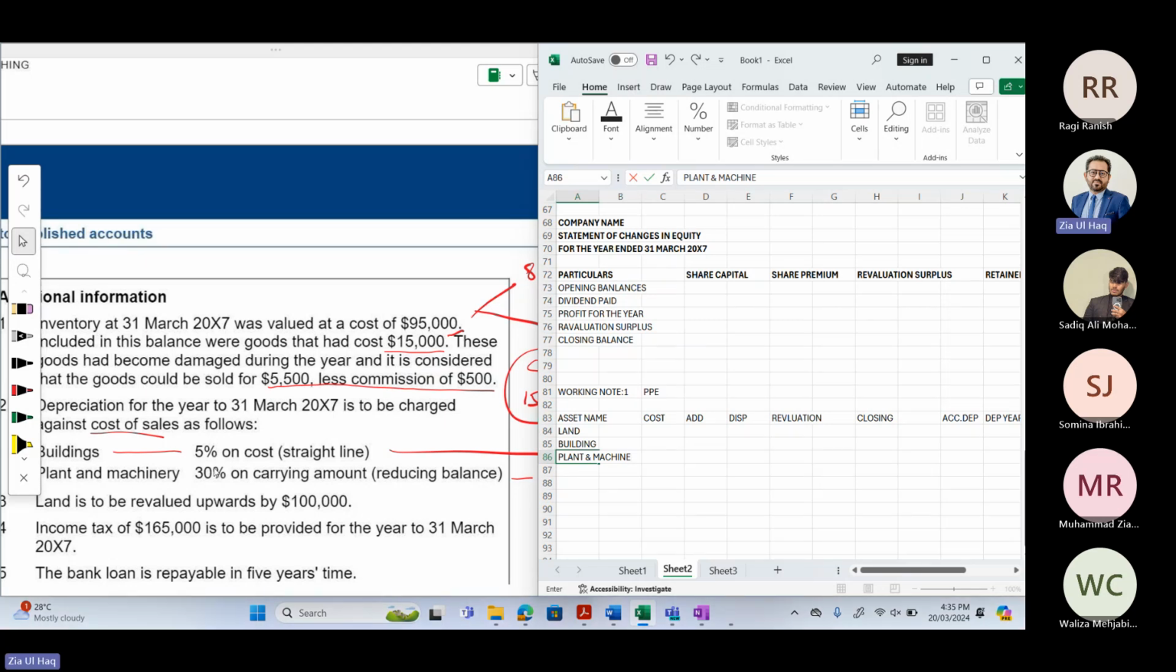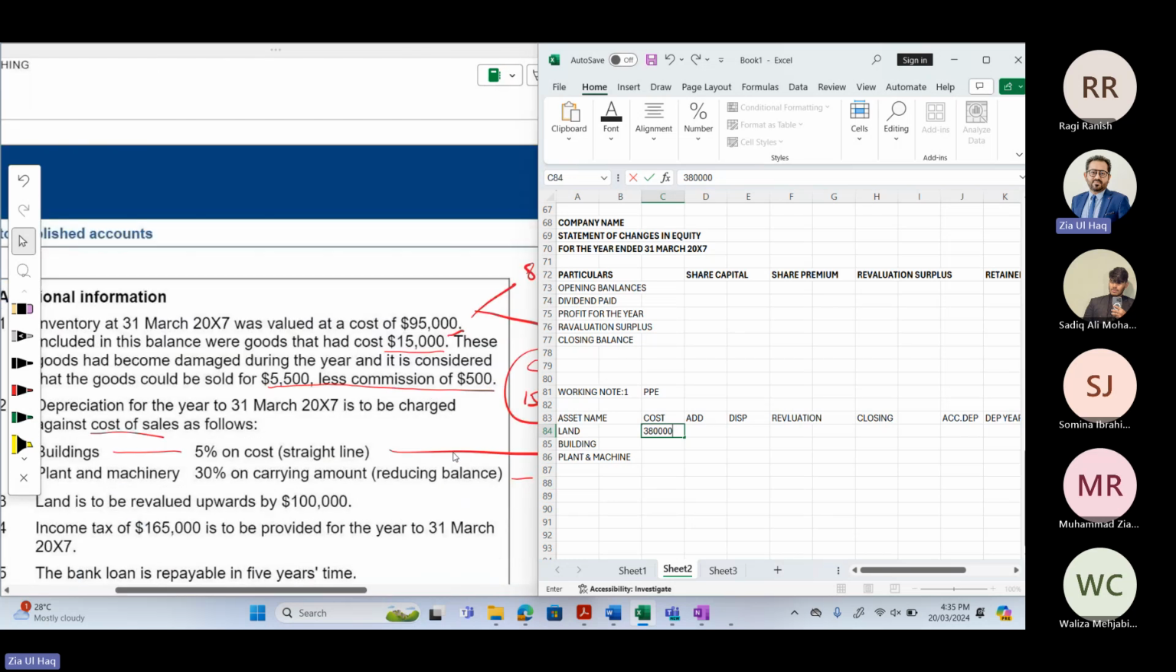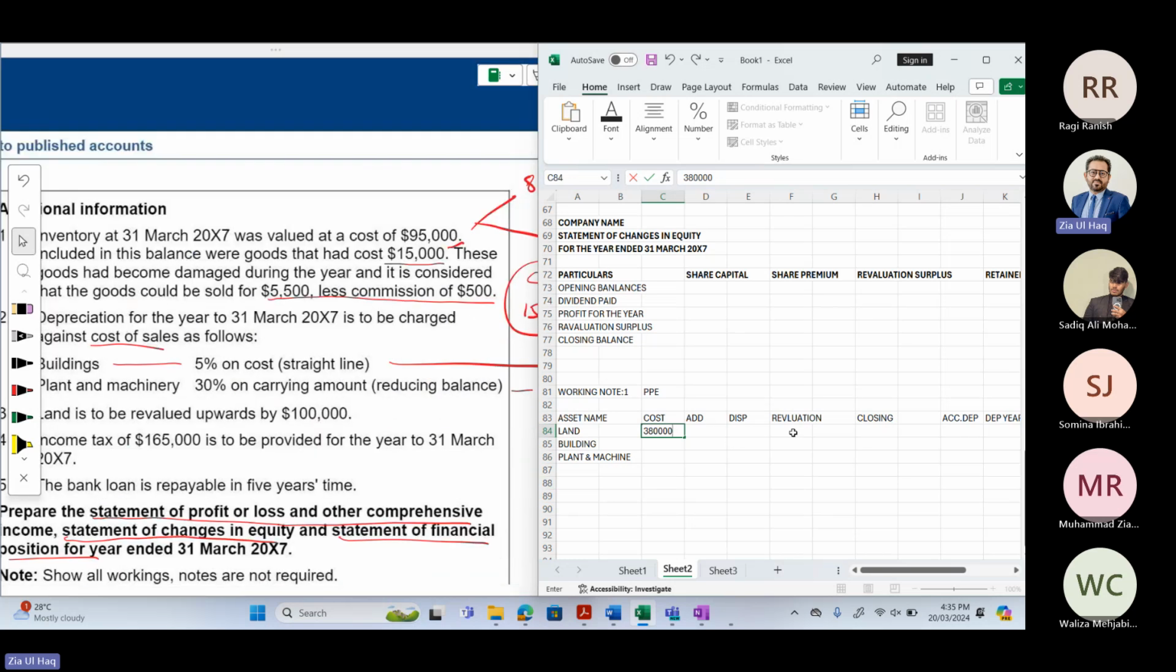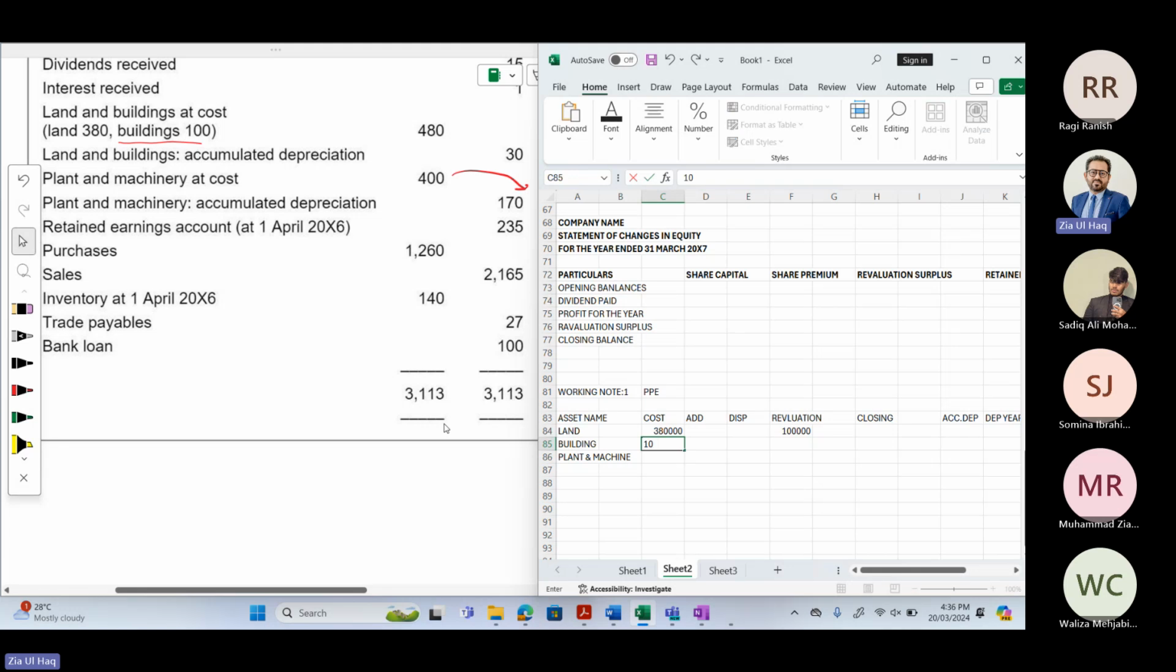Okay, next the land cost. What's the land cost? It is 380,000, and there's a revaluation surplus in land. How much is that? That is 100,000. The building cost is what? The building cost is 100,000. There is no addition regarding land or building, and there is no disposal of any of the assets.